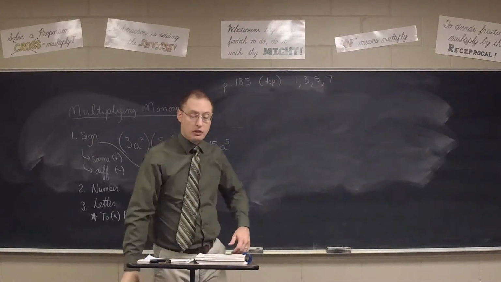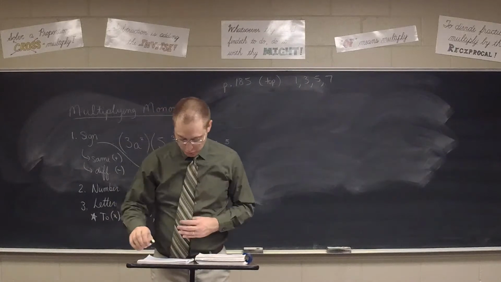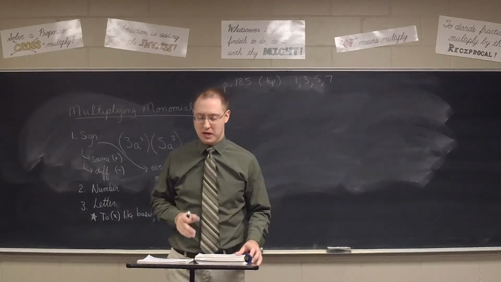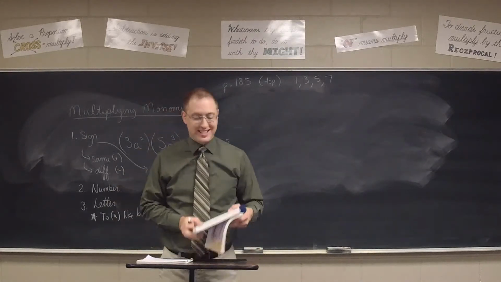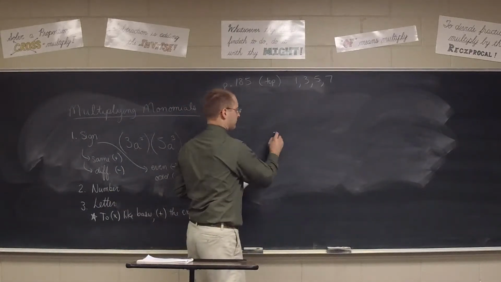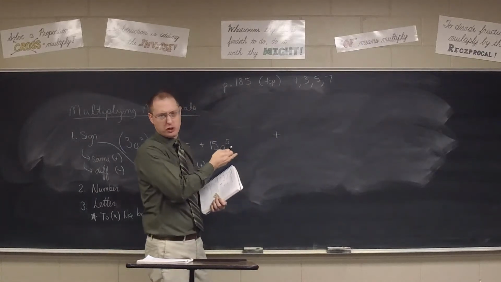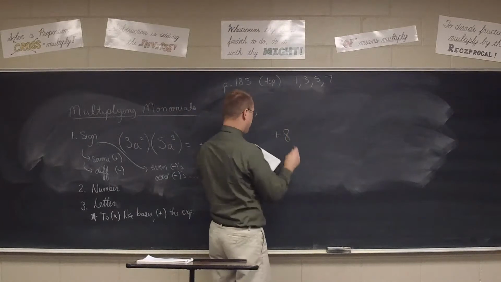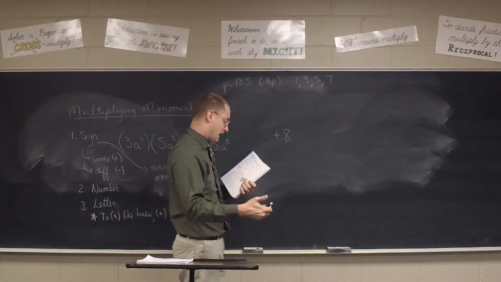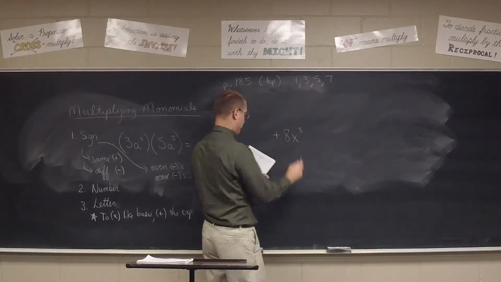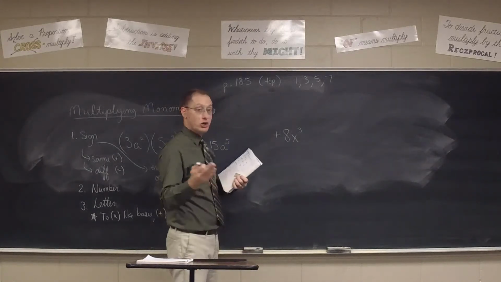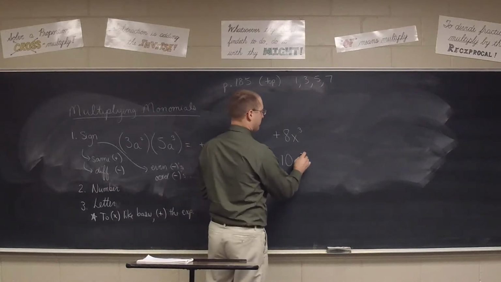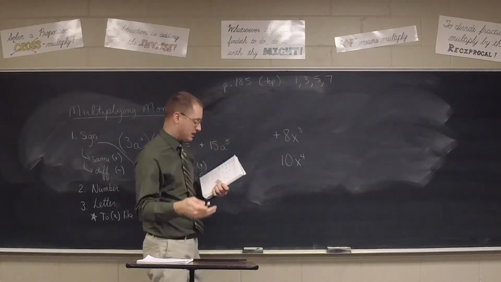All right, let's see how you did on page 185, numbers 1, 3, 5, and 7. If you're not finished, then you should have paused the video, so do that now. Number 1, sign, positive. Understood, by the way, and you could leave it understood. I normally will because I'm normally lazy. Number, well, 2 times 4 is 8. And letters, we add the exponents, x cubed. Number 3, sign, understood, positive again. Number 10, letter, x to the 4th when we add the exponents.